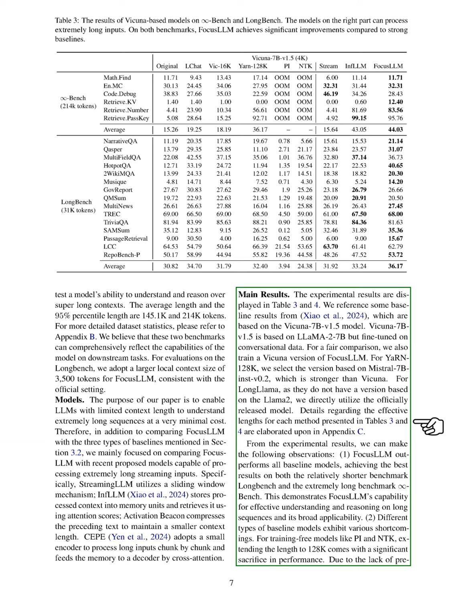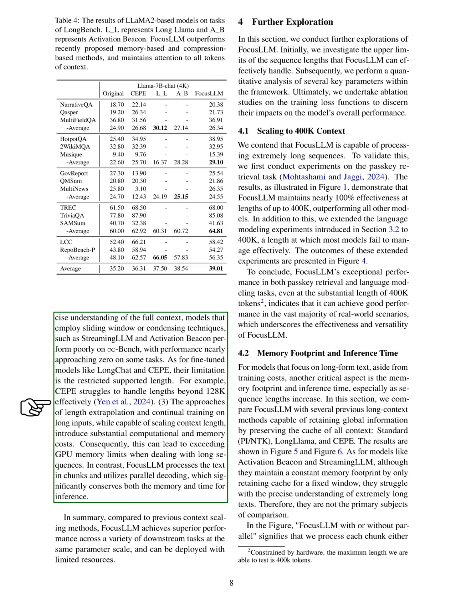We note that different baseline models have various limitations. Training free models like positional interpolation and NTK struggle with performance at 128,000 tokens due to a lack of full context understanding. Models using sliding windows or condensing techniques, such as Streaming LLM and Activation Beacon, perform poorly on InfiniteBench, with some tasks nearing zero performance. Fine-tuned models like LongChat and CEPE also face limitations with supported lengths, particularly CEPE beyond 128,000 tokens.